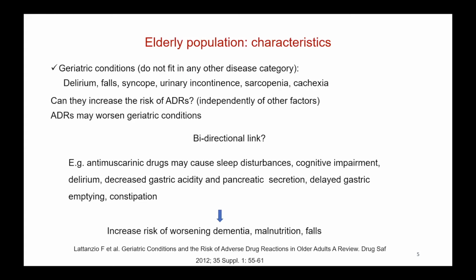They are also characterized by geriatric conditions such as falls, delirium, urinary incontinence, sarcopenia. And these geriatric conditions can increase the risk of experiencing some adverse reactions, especially with some categories of active ingredients, such as the anti-muscarinic drugs. And we also know that some of the adverse reactions can cause a worsening of the geriatric conditions. Therefore, there can be, in some instances, a bidirectional link.